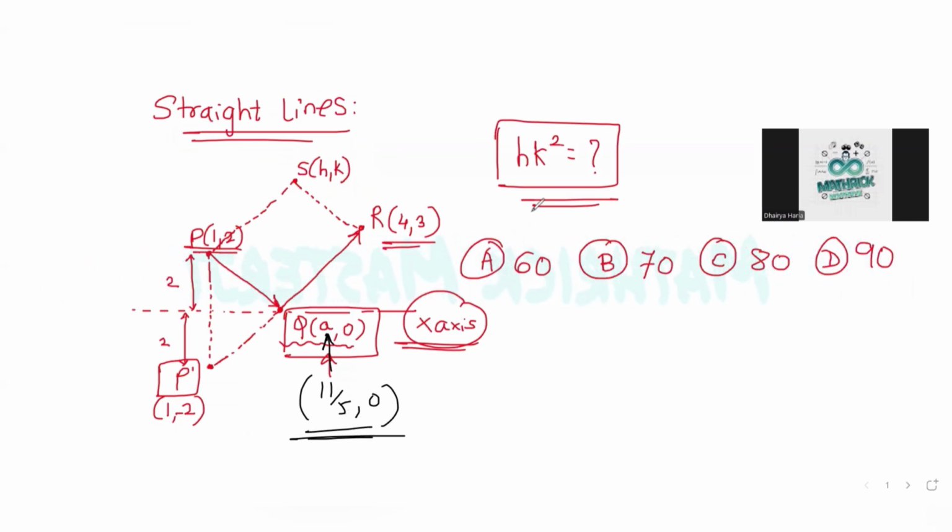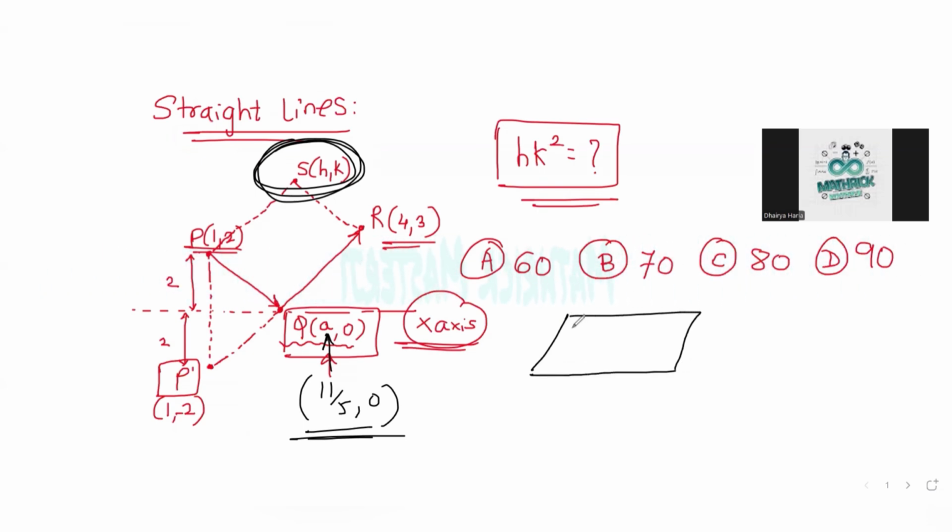Now the question tells me that S is such a point that PQRS becomes a parallelogram. When PQRS is a parallelogram, I know that the diagonals of a parallelogram bisect each other. So basically the midpoint coordinates using these two points and these two points should be the same midpoint. So I can find the midpoint of this parallelogram using points Q and S first.